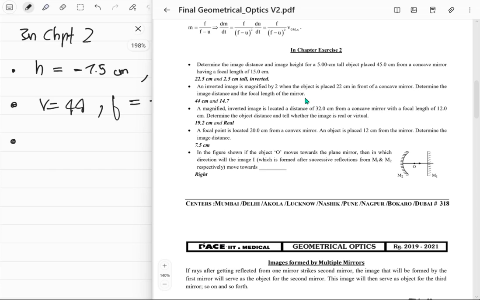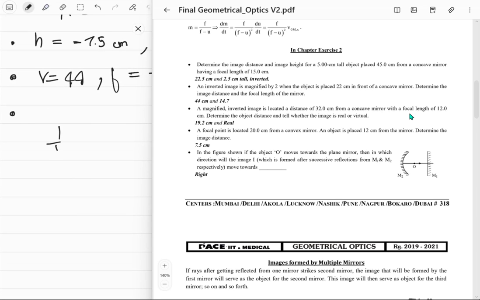Third: a magnified inverted image is located at a distance of 32 centimeters from the concave mirror of focal length 12 centimeter. Determine the object distance and tell whether the image is real or virtual. Magnified inverted image, so your magnification is negative, but its magnitude is more than 1. So the distance is negative 32.